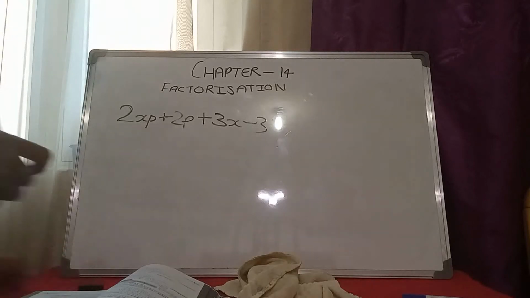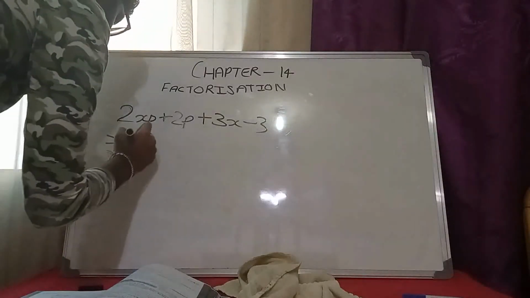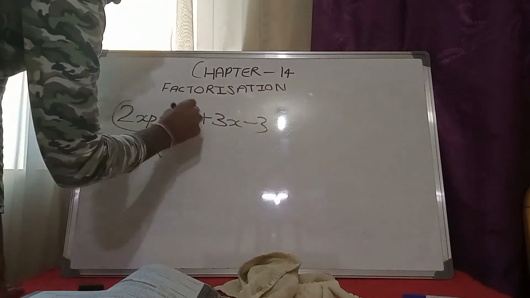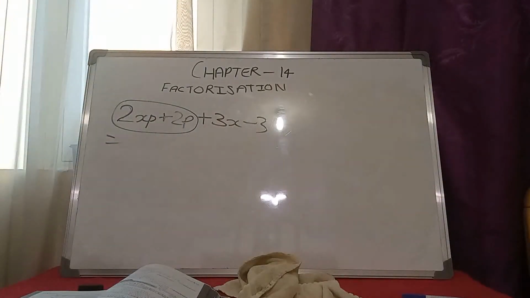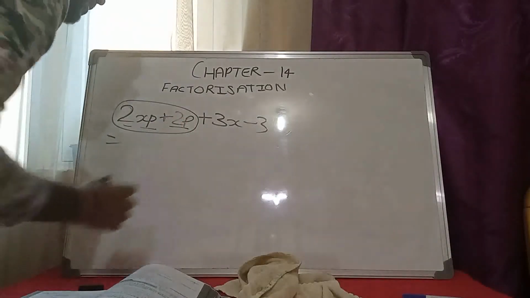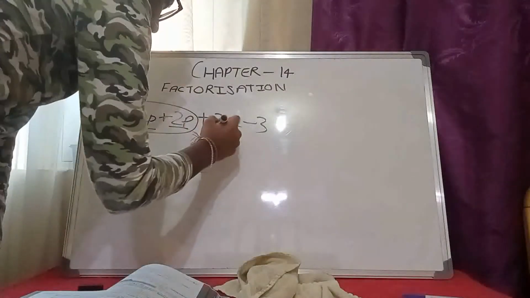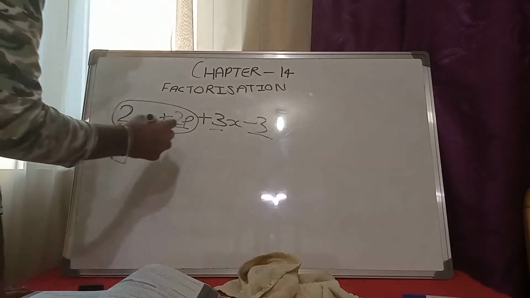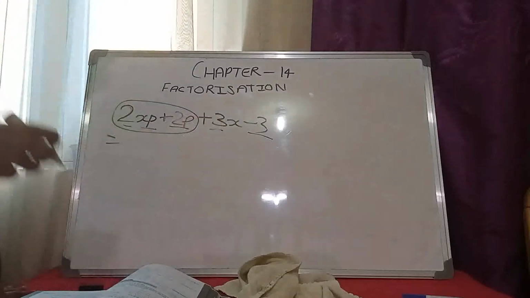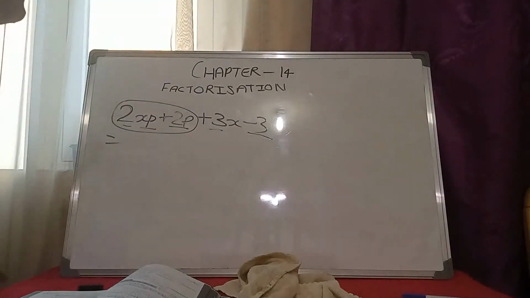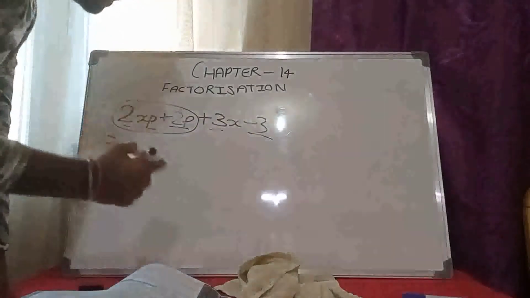So when we solve this, we can see here that the first two terms have a common factor, that is 2p. Here we can see that the common factors are 3 and 3. So we can see that there is no single common factor. There are two common factors for two groups of terms. So that's why you solve these two as different expressions.